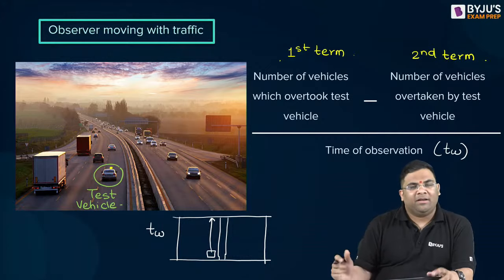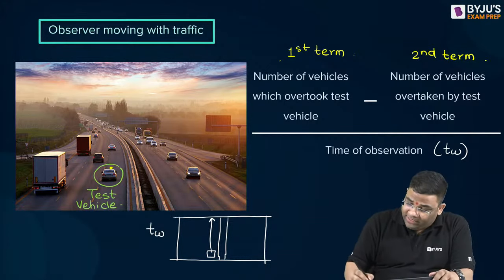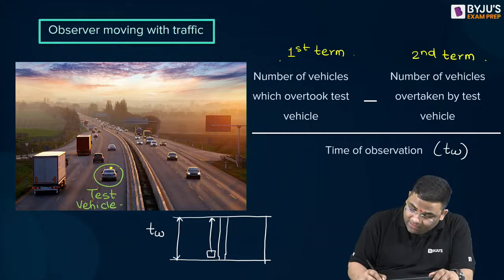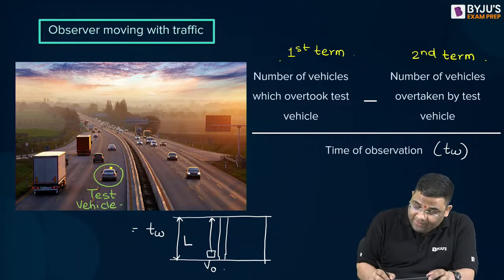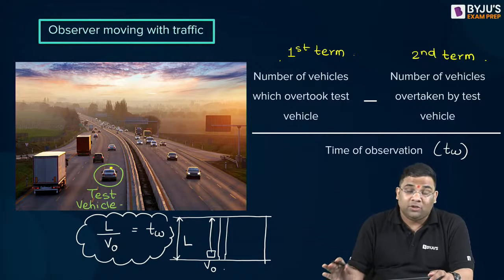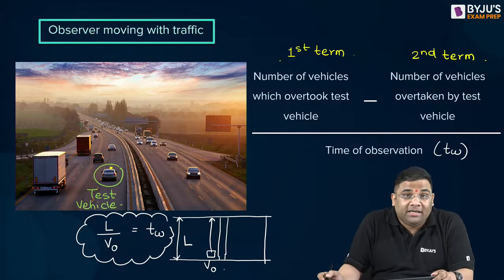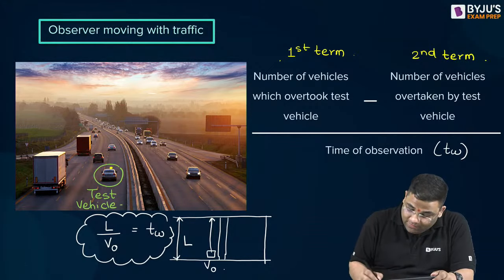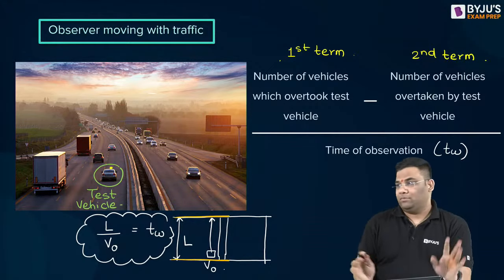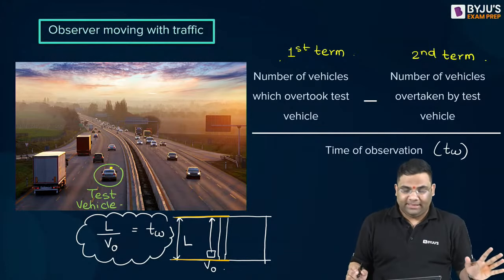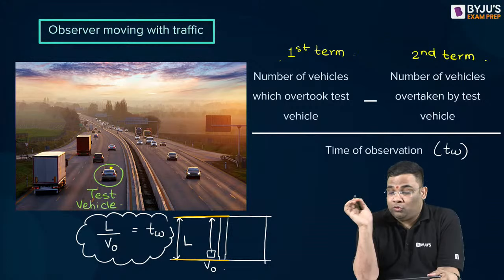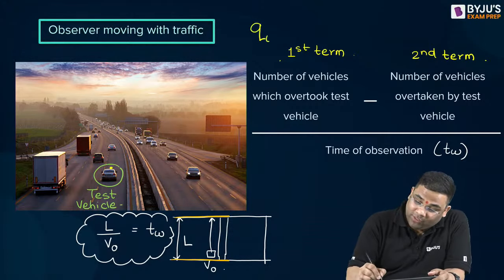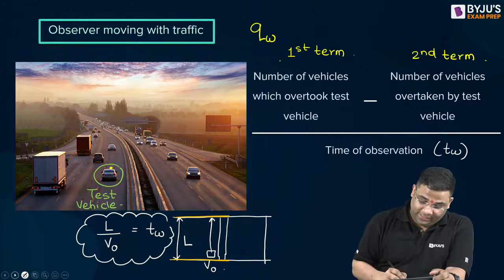If the time of observation is given, well and good. If it is not given, but you know this length L, and the observer is moving at V naught, then this time will be length by V naught. I can find the time TW. Why W? Because we are moving with the traffic. So I can find for how much time this experiment was conducted, when I'm moving from this point to this point. Easy, very good. So this is the formula for finding QW. We have two formulas for finding QW.